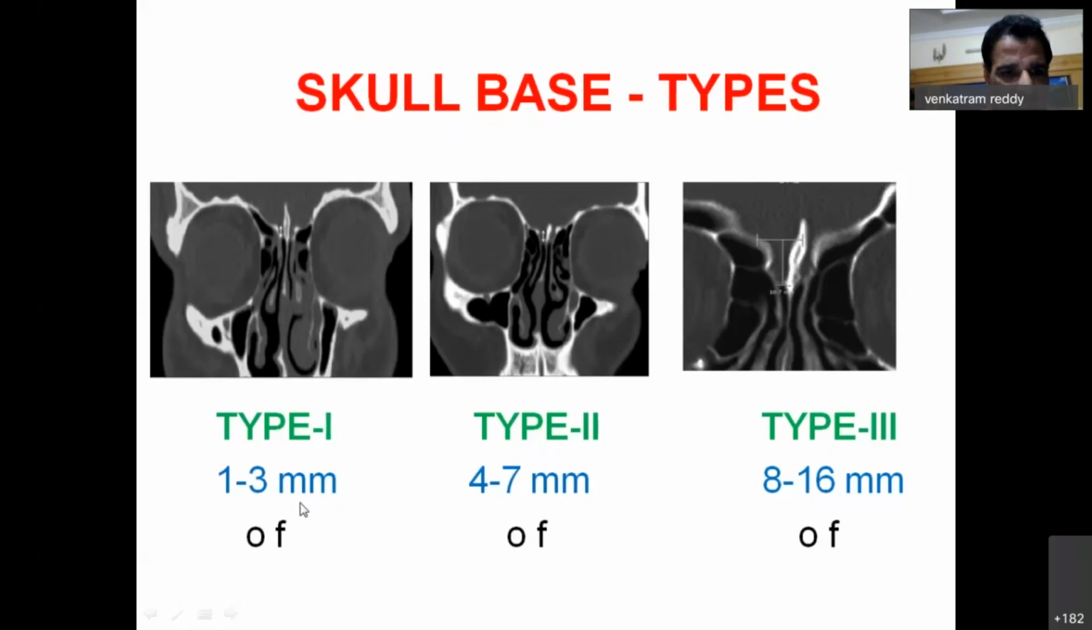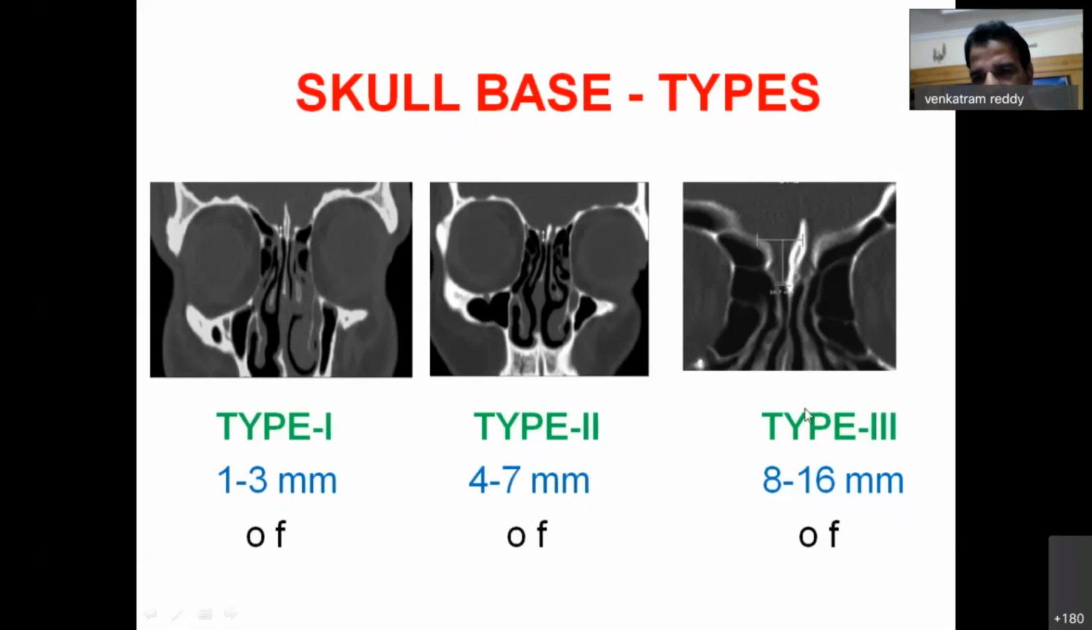If the height of the lamina lateralis is 1 to 3 millimeters, it is type 1 skull base. If the depth of olfactory fossa is 4 to 7, it is type 2. And if the depth of olfactory fossa is 8 to 16 millimeters, it is type 3. Normally, in clinical practice, type 2 is very, very common, constituting about 70% of random CT scan films. Type 1 is 25% and around 5% is type 3.